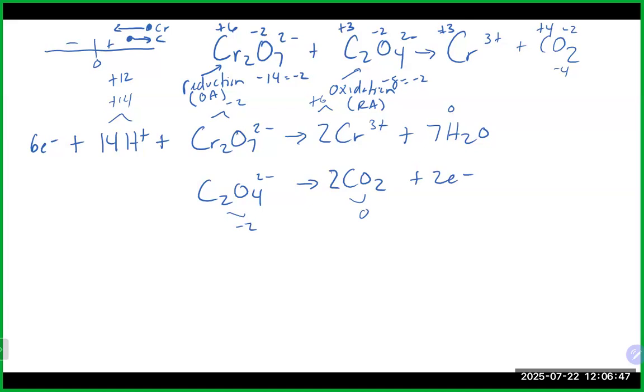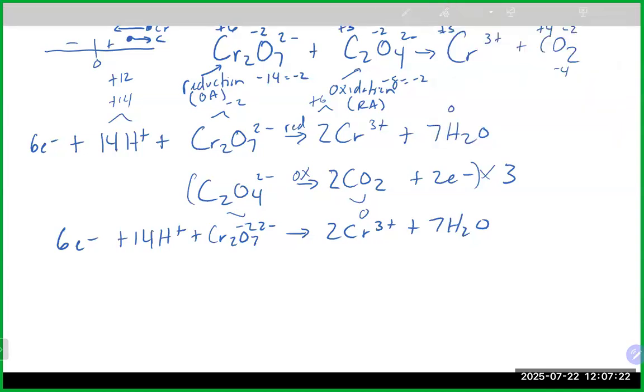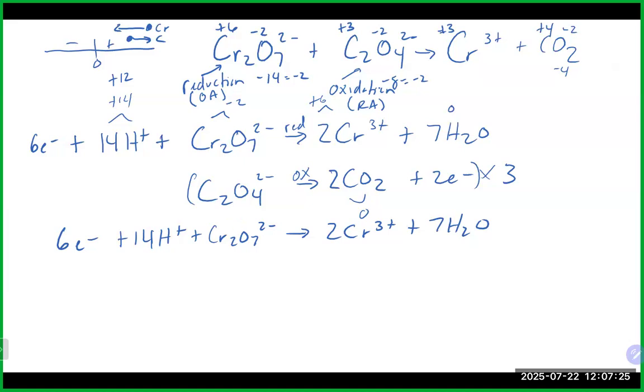It also makes sense, since this is our reduction and this is our oxidation half reaction, that we are adding the electrons to the correct side. In this particular case, we just need to multiply the bottom equation by 3. So I'm going to rewrite both of them: 6 electrons plus 14 H pluses plus dichromate gives a couple of chromiums and some water. And the bottom one, I'm going to multiply that 3 across. Got an extra little minus 2 there. There we go.